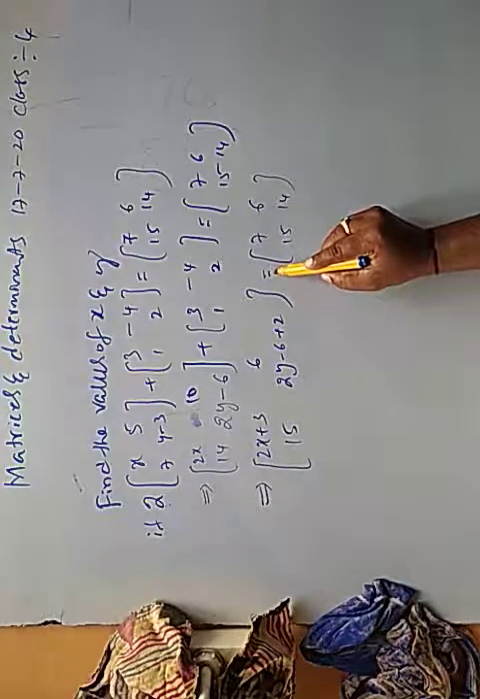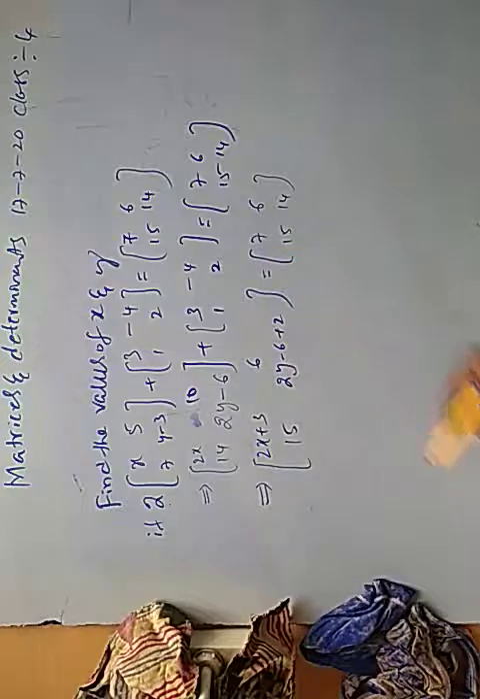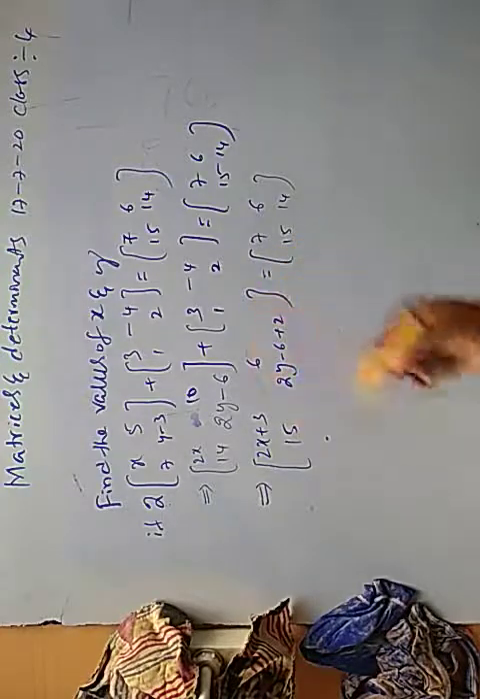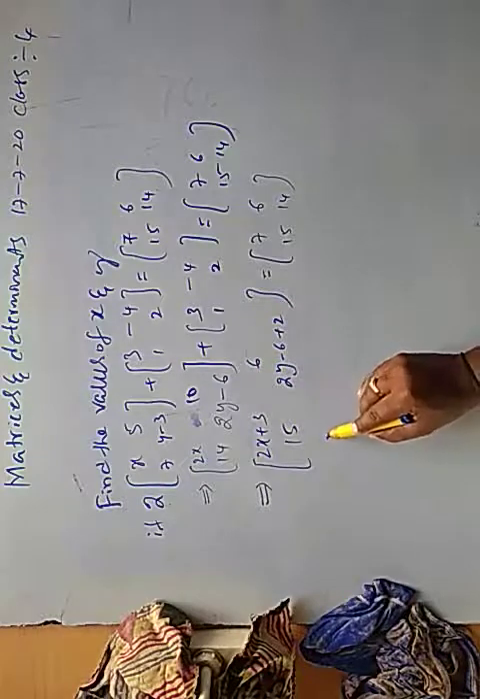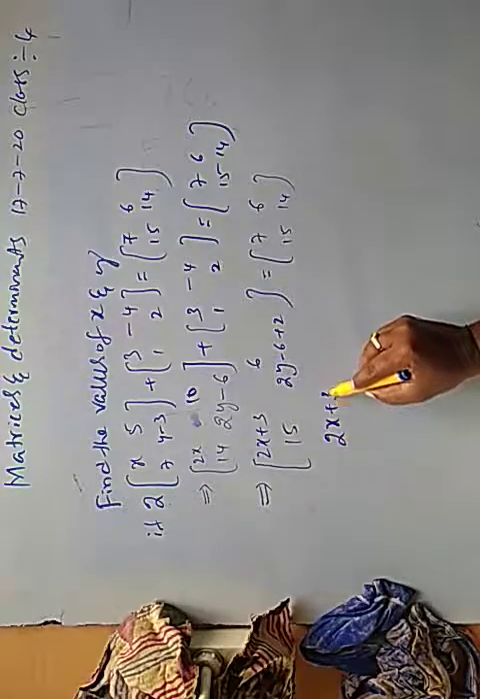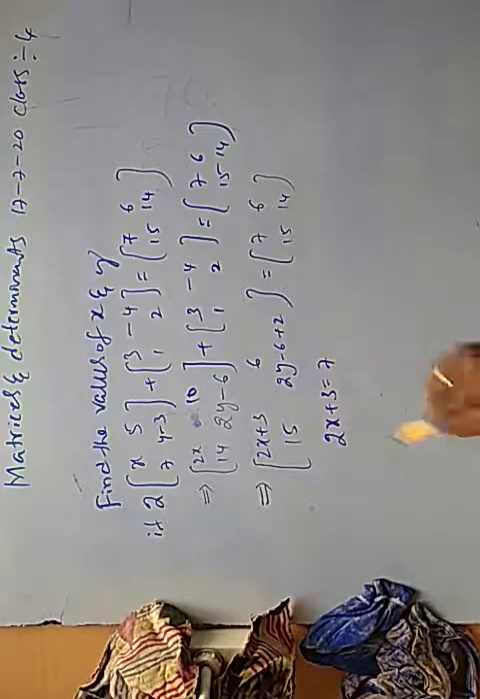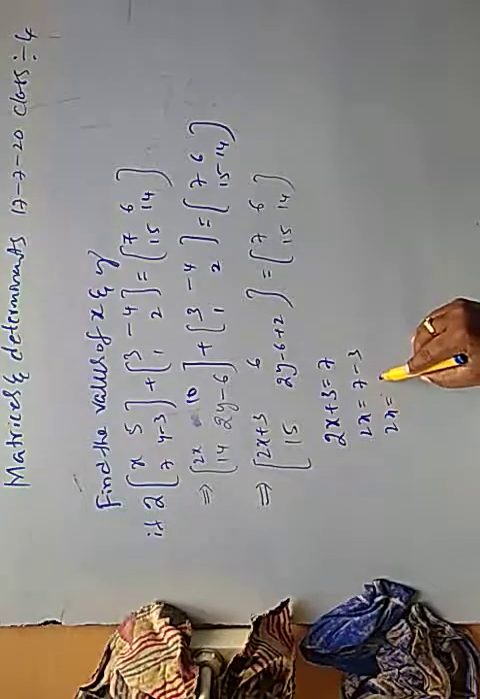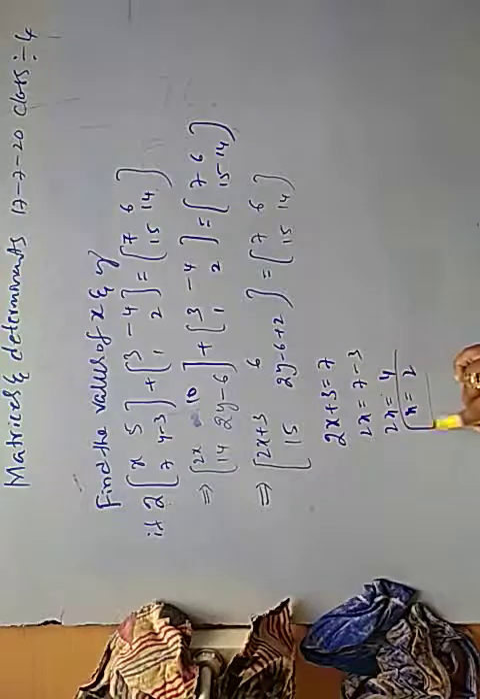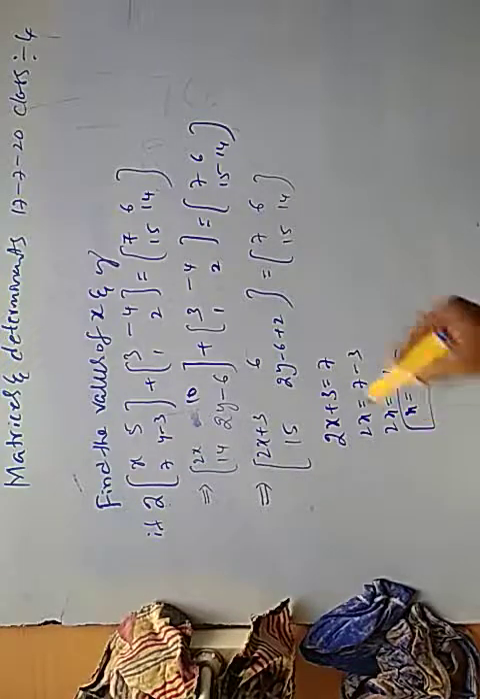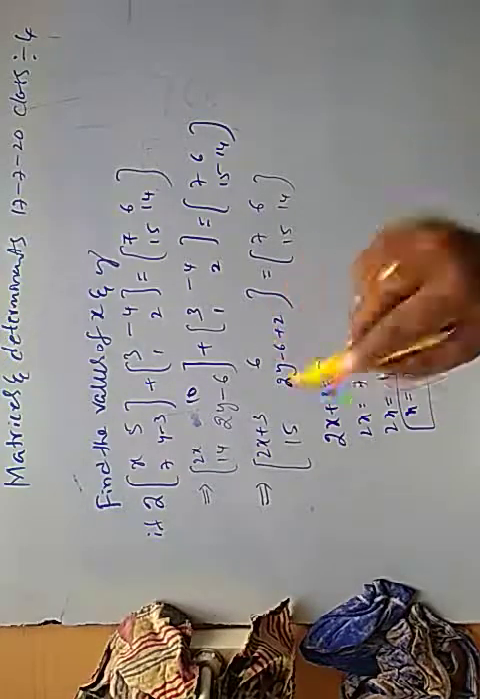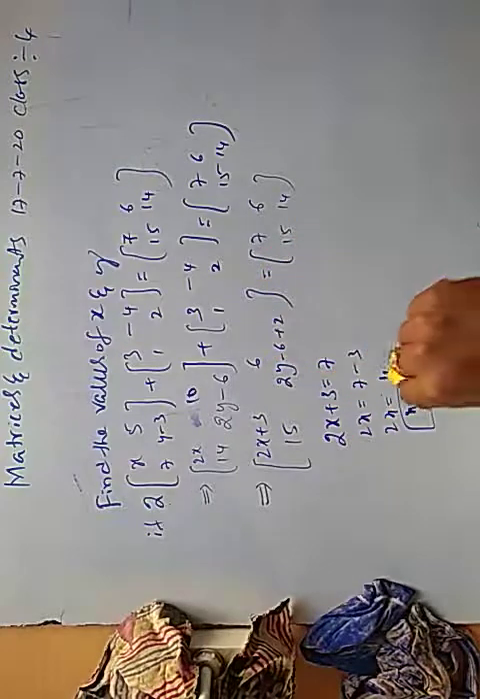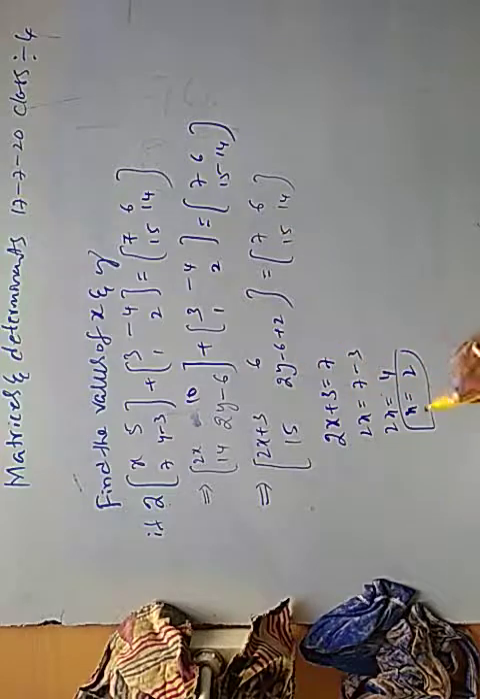Again, what is the symbol? Equal. So we have to equate. Equating means corresponding elements are to be equated. That is, 2x plus 3 is equal to 7. Then 2x is equal to 7 minus 3. 2x is equal to 4. X is equal to 2. This is a value. In the previous example, they were asking for capital X and capital Y, hence the answers are in terms of matrices. In this problem, they are asking the values of x, y. Hence, small x.